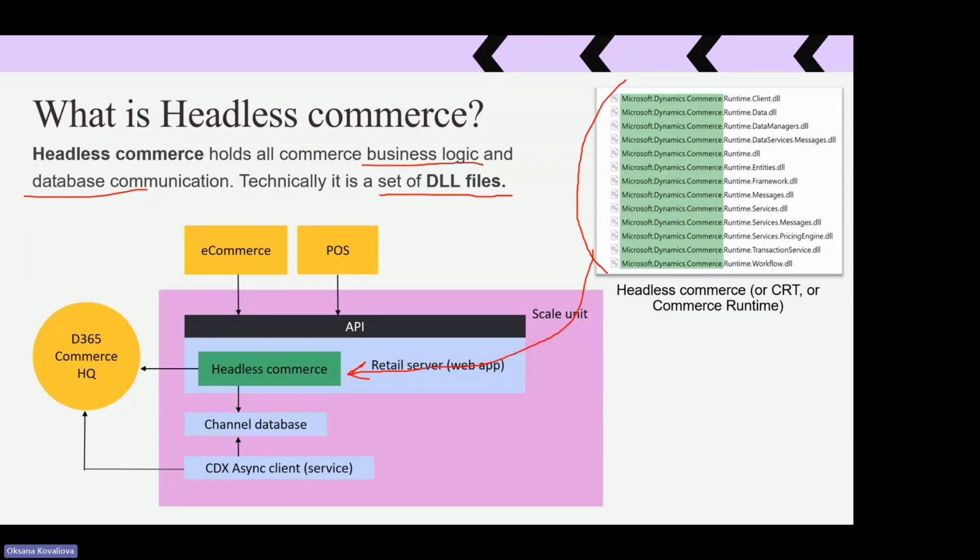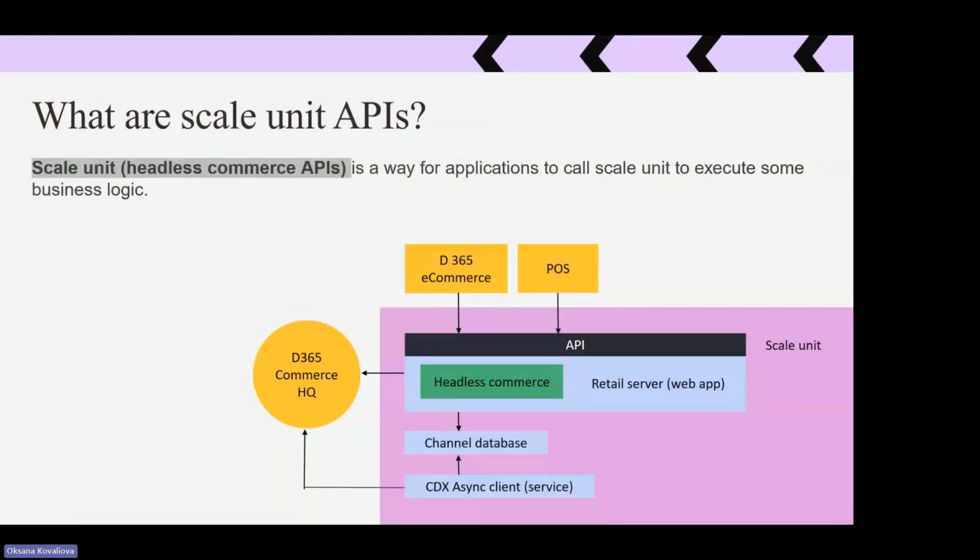The final knowledge piece to refresh is the scale unit APIs. When we talk about scale unit or headless commerce APIs, we mean the public layer of the scale unit through which other applications can connect to it. For example, when point of sale needs to read products or create a customer, it will call the scale unit API. Scale unit will perform the business logic, probably do something with the database, and the response will come to point of sale. So scale unit APIs are our public layer through which we are able to call scale unit.